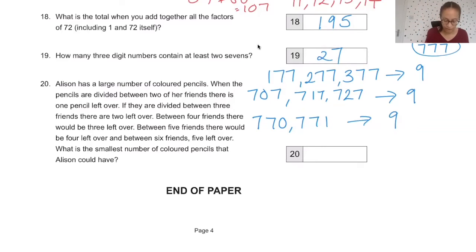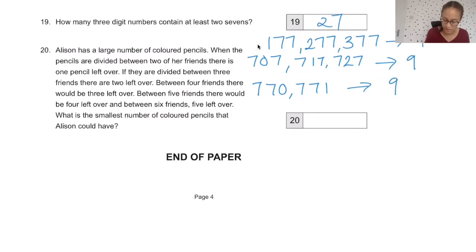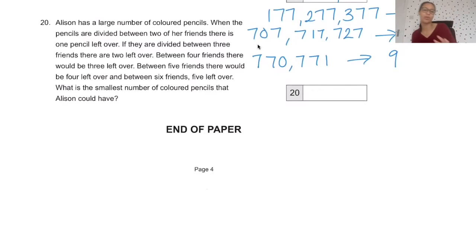Okay, now finally, number 20. This is another one that's a little bit trial and error, but we're going to look for some clues that will help us to be somewhat systematic here. So we want to be able to get things down on paper, and so we're not just trying out every single number and seeing if it works.